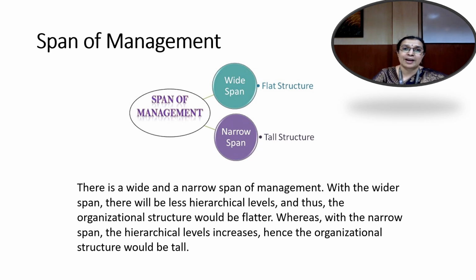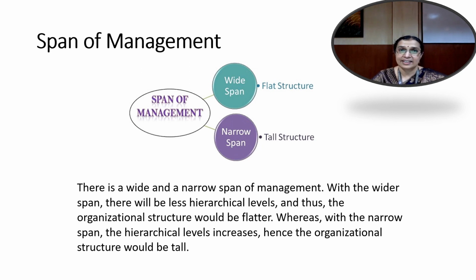When you talk about span of management, it can be a wide span or a narrow span. Wide span means the number of subordinates a manager has is large, for example 15 people reporting to a single manager. So here there is no hierarchical level, only one level. All these 15 employees report to a single manager. You call it a wide span. Here we use another word, flat structure, because all these 15 employees report to a single manager and it is flat in nature.